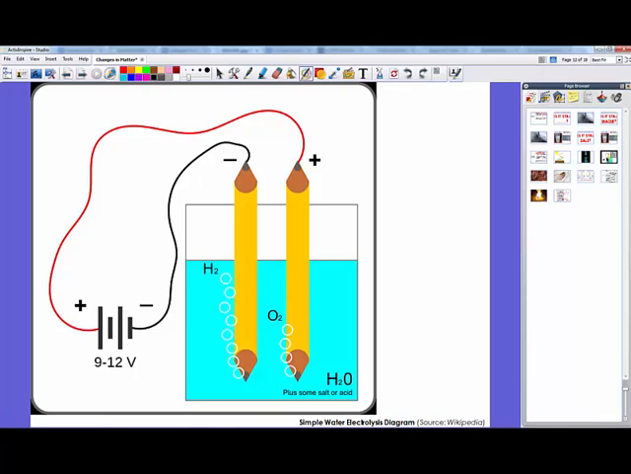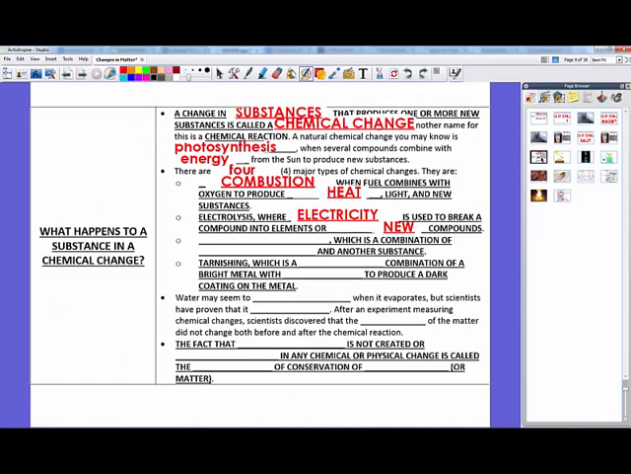So we're using electrolysis to break this apart. This is water. Electrolysis happens. Is this still water? No, it's H2 and it's O2. That's two separate things, therefore it's a chemical change.